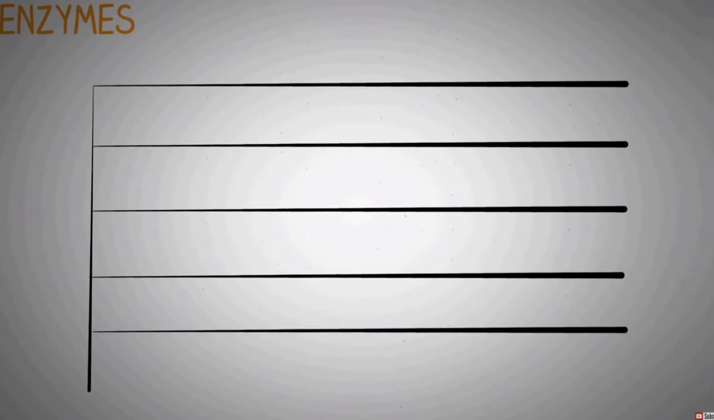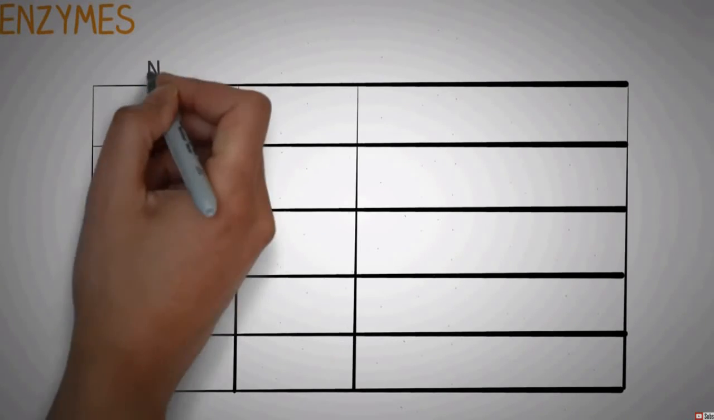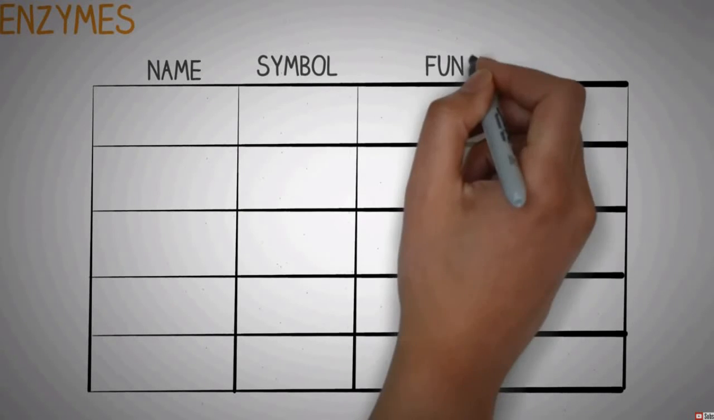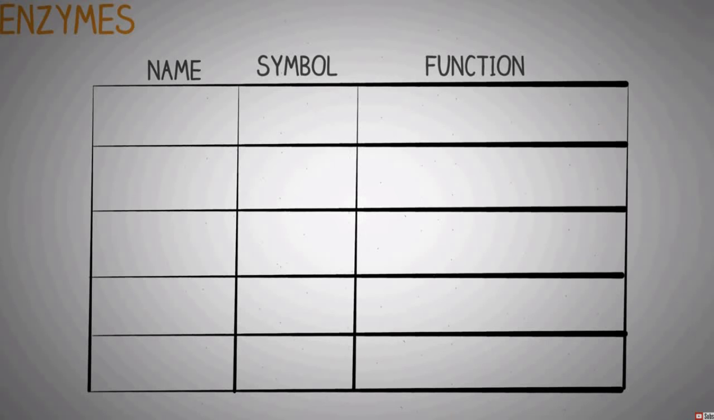Now let's talk about the various enzymes that make this complex process of DNA replication possible. In this table we will study the name, the symbol and the function of the enzymes involved in the process of DNA replication. The first enzyme that we will discuss is the enzyme helicase, which will be denoted by this symbol.